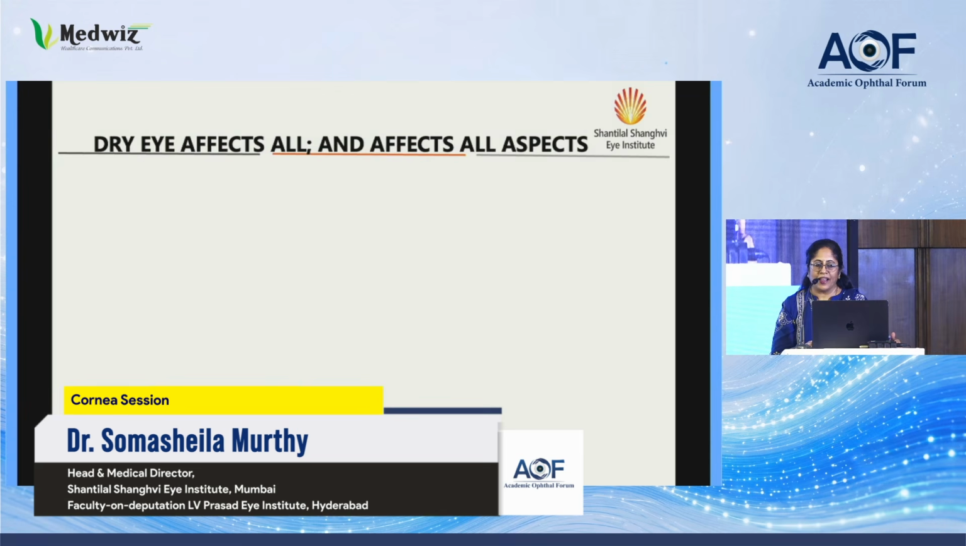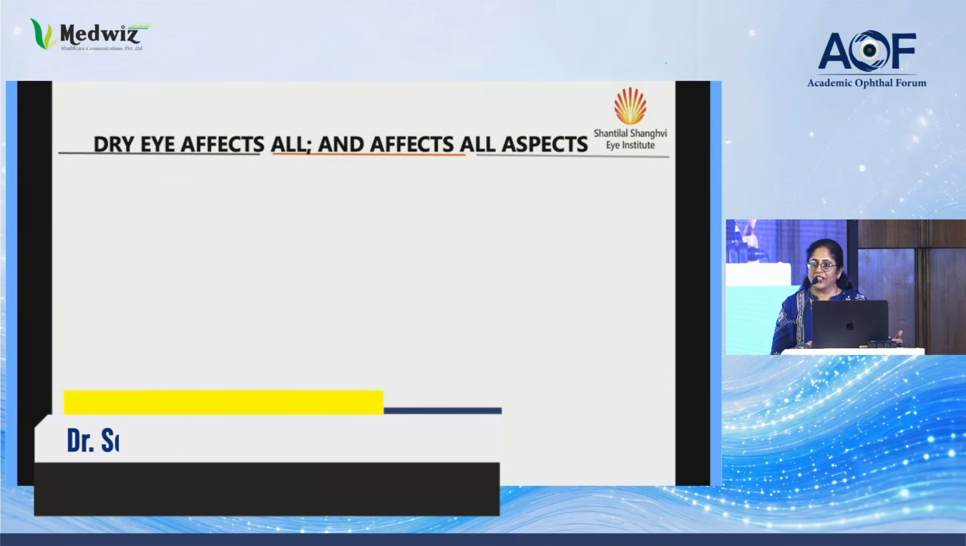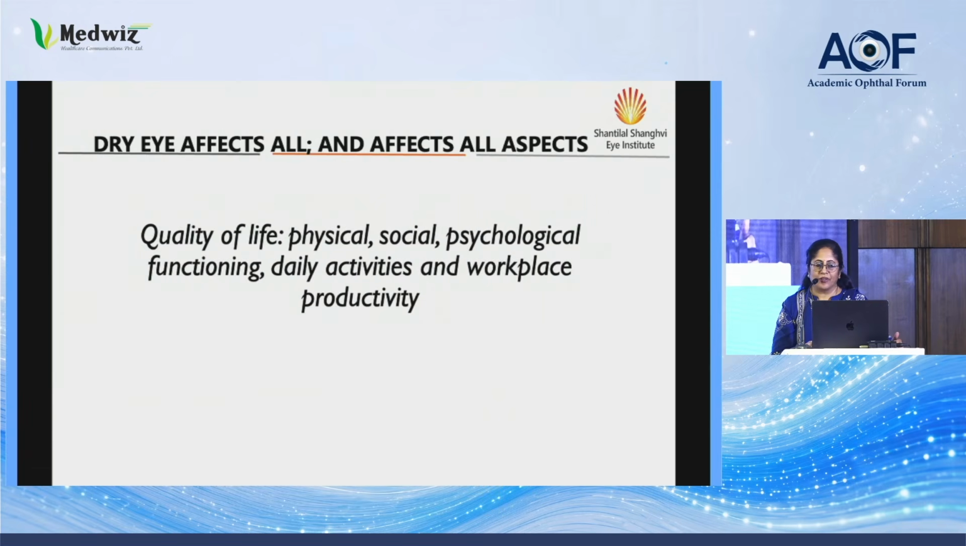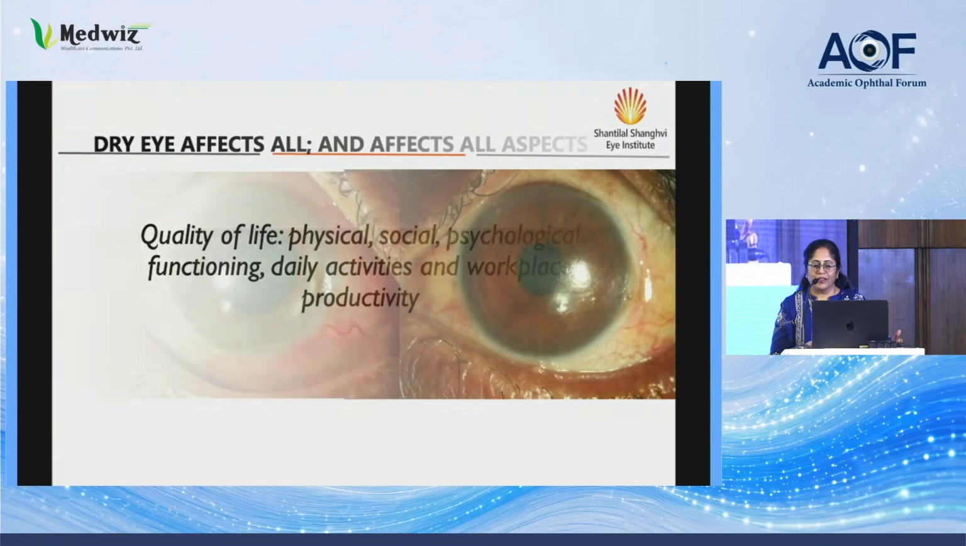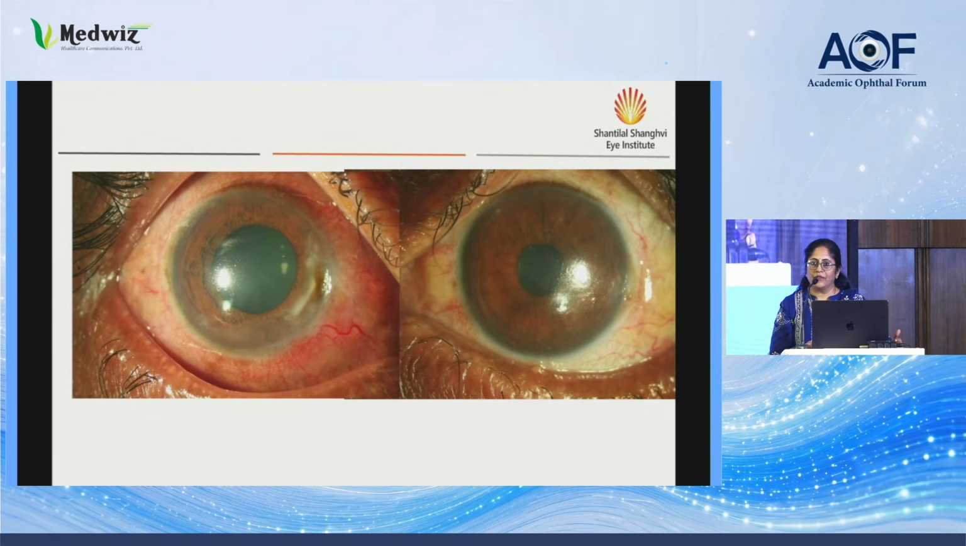So, we know that dry eye affects almost all populations and it affects all aspects, that means the quality of life, physical, social, psychological functioning, day-to-day activities that are limited, and even workplace productivity is limited. So it is a huge modern day epidemic in that way. You can have various kinds of dry eye, but I'm not going through the entire gamut, I'm going to stick to a few complicated cases of dry eye.